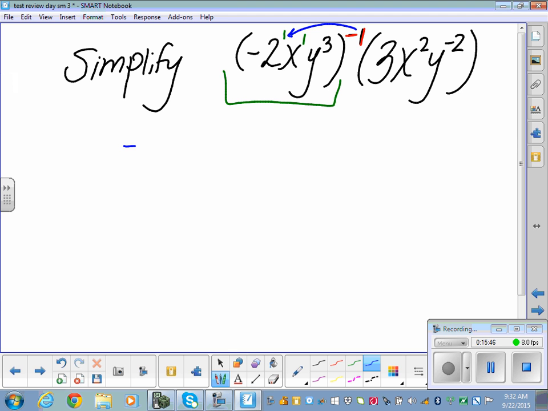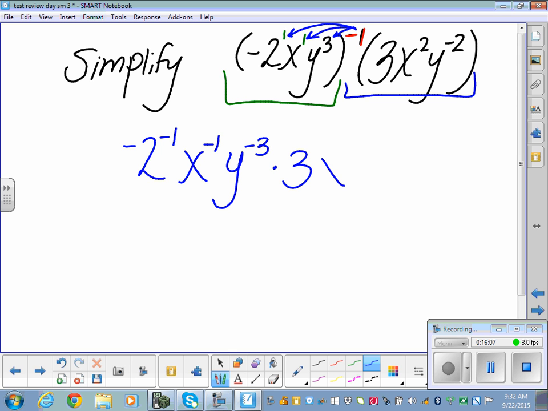So we have -2 to the 1 times -1, which is -1, and then we have -1 times 1, which is -1, so we have x to the -1, and then -1 times 3. Why the -3? Questions on that part. Now don't forget about all this stuff. We still have times 3x squared y to the -2.